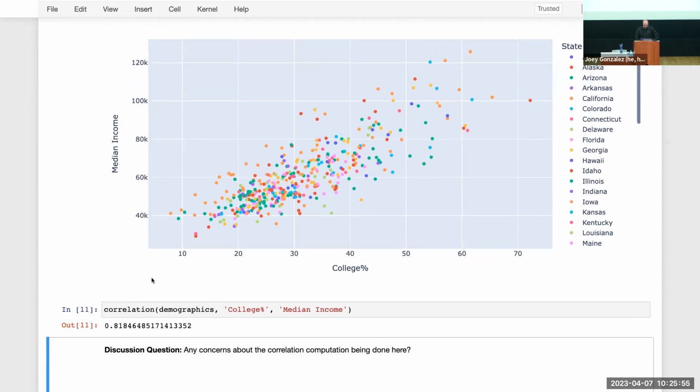Okay. I probably committed a sin. What did I just do? What did I do wrong here? Maybe I didn't say something wrong, but what could I be doing wrong here? I just computed correlation between two variables. Thoughts? What did I do wrong?